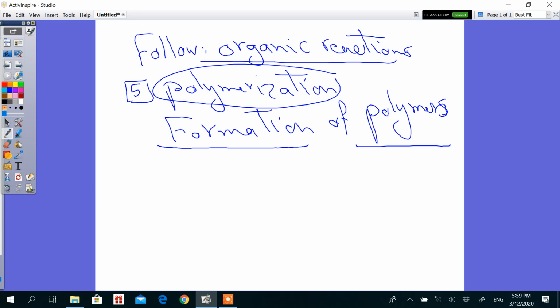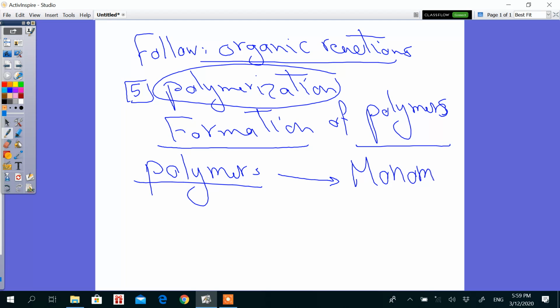How can polymers be formed? What are polymers first? They are large molecules. To understand polymerization as a type of organic reaction, we must know what polymers are. In your book, you will find that polymers are large molecules made of small units. These small units, called monomers, join together.